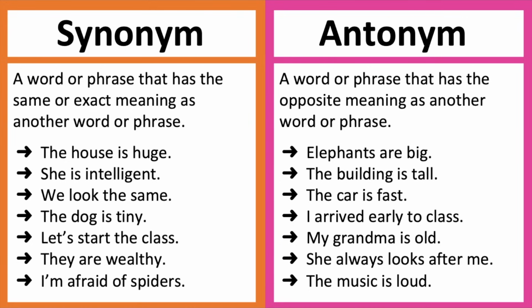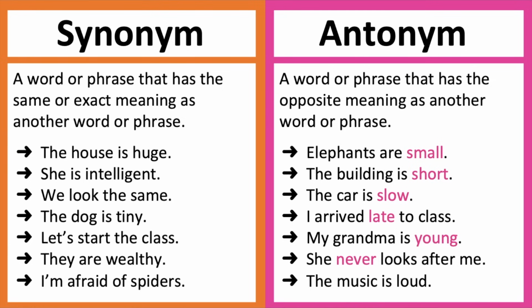Now let's put the antonyms into the sentences and you'll see that the sentences will have the opposite meaning. Elephants are small. The building is short. The car is slow. I arrived late to class. My grandma is young. She never looks after me. The music is quiet.